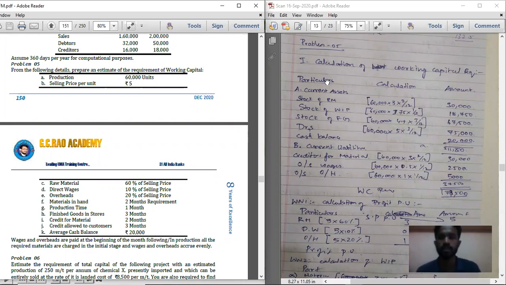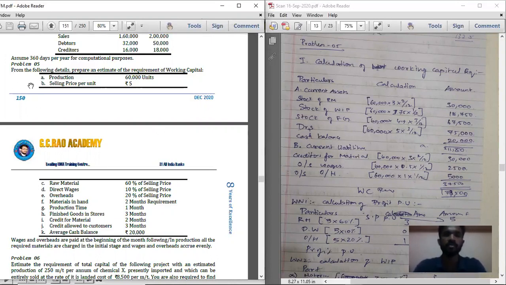So there are three concepts in this working capital management, that is, one is calculation of net working capital, two is operating cycle, and the third one is this Tandon committee. So now we'll see the problem number 5, which is also similar to problem number 1, 2. That is, we should calculate the requirement of working capital.